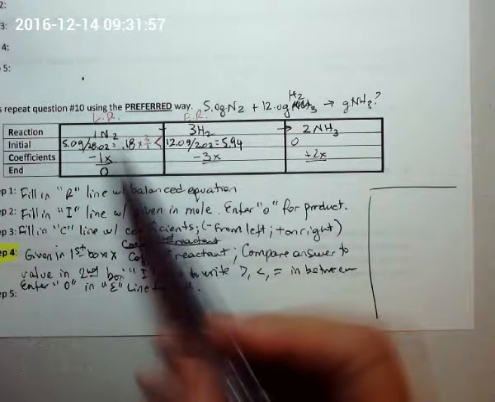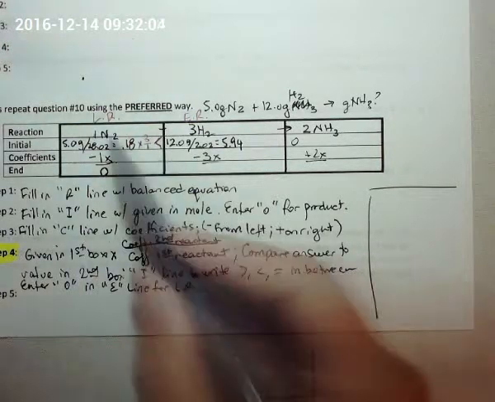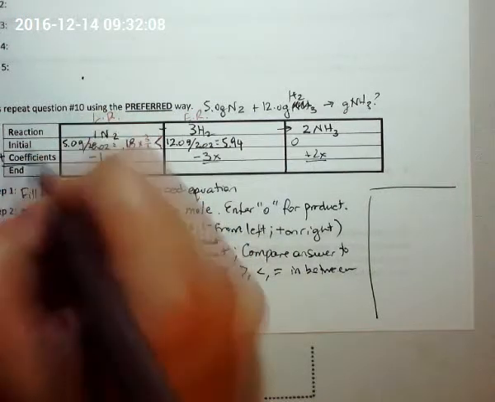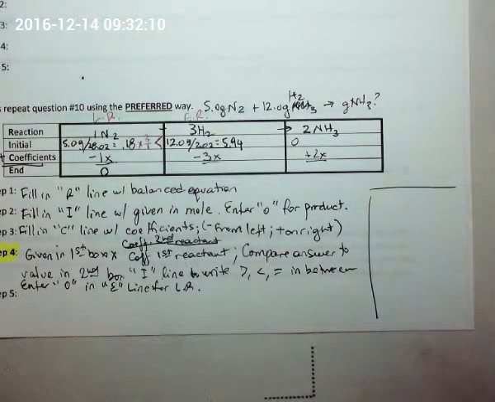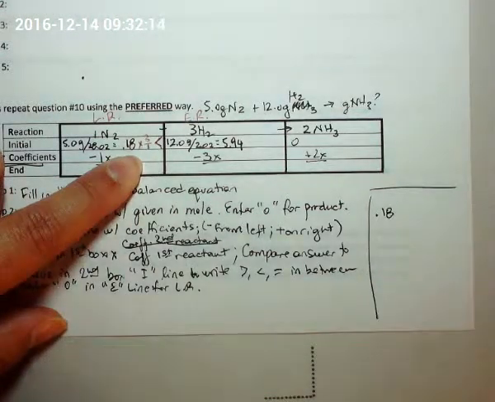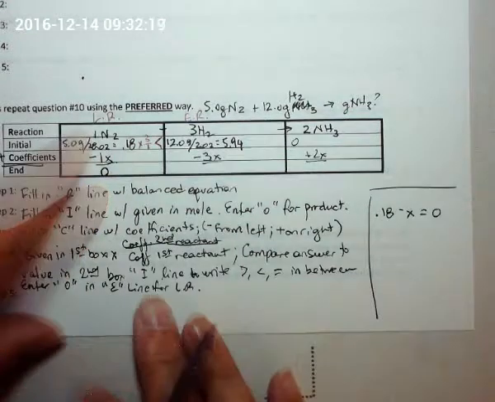You see how I have a completed column? A completed column allows me to write an algebraic expression. And the algebraic expression is based on the idea that the I line plus the C line equals the E line. All right? So I'm going to say 0.18, and this is where I messed up yesterday, 0.18 minus X equals 0. What did I do yesterday?